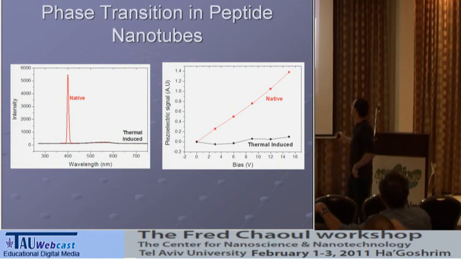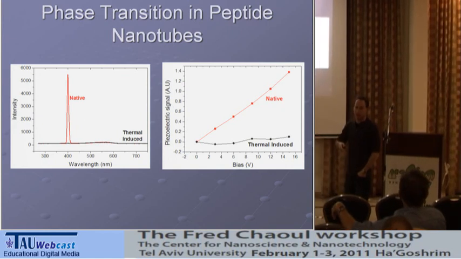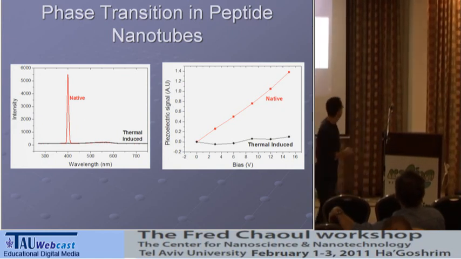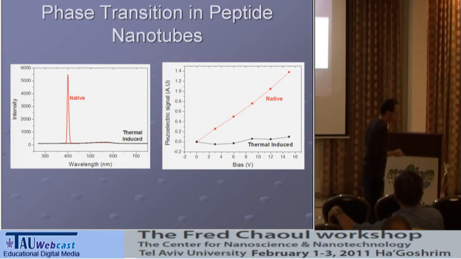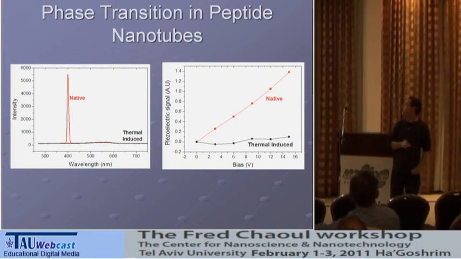And also, this is the piezoelectric signal as a function of the bias. And in a piezo crystal, this is a linear relation. As we increase the bias, the piezo signal is increased. And this is of the native tubes, and this is the thermal-induced. No piezoelectricity, no second harmonic generation. This is because they are centrosymmetric.